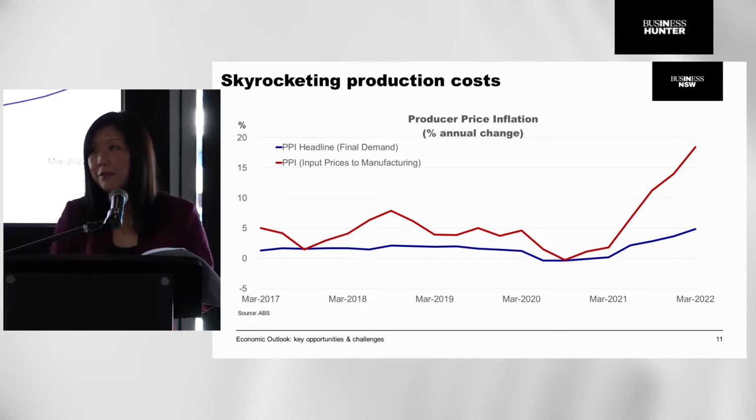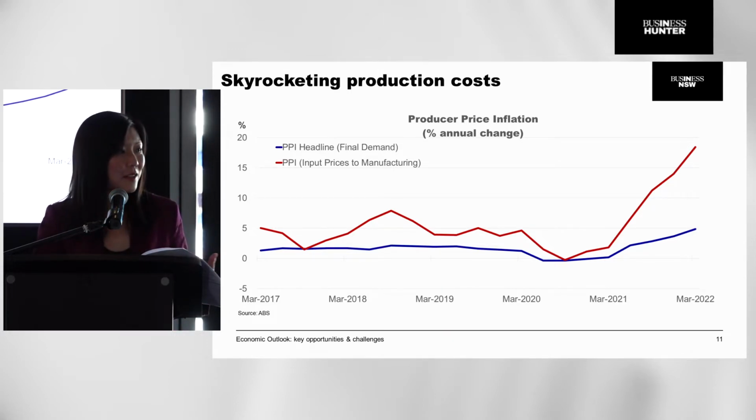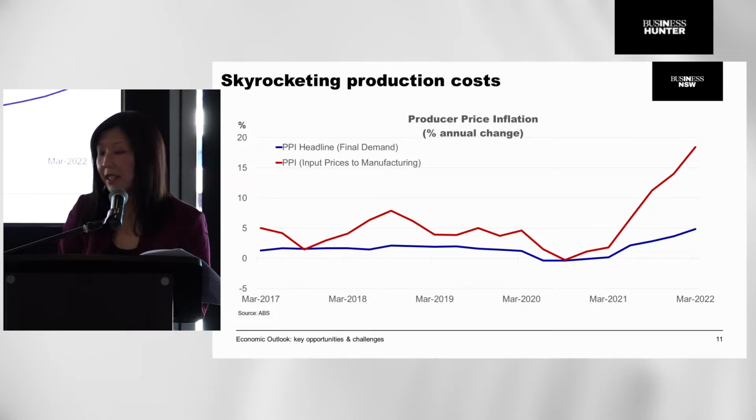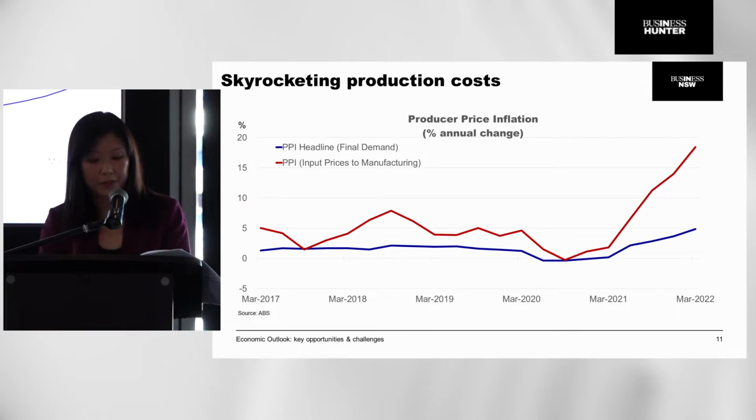When people talk about inflation, people tend to refer to the consumer price index. But economists like to think a step in advance. So you look at the producer price index, which is a leading indicator. It tells you what to expect at the retail level in a few months' time. If you look at the red line, which is the producer price index for manufacturing, it hit an alarming 18.5% year-on-year growth rate in the March quarter.